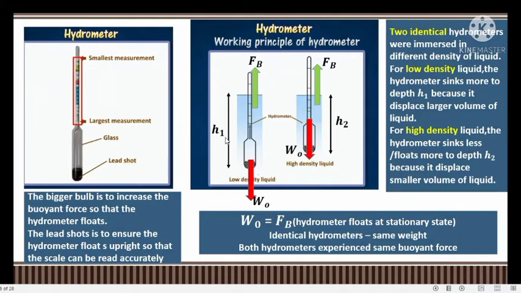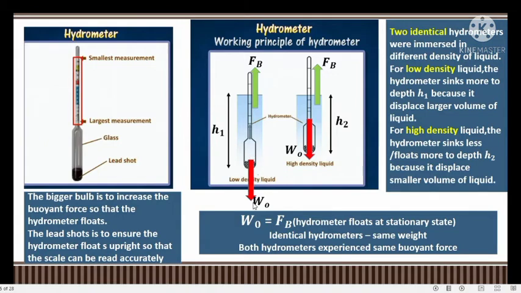The first hydrometer is immersed in low density liquid. The second one is immersed in high density liquid. Let's assume the two hydrometers are identical, meaning they have the same mass. For low density liquid, the hydrometer sinks more to depth H1 because it displaces a larger volume of liquid. For high density liquid, the hydrometer sinks less, or floats more, to depth H2 because it displaces a smaller volume of liquid. What are the forces that act on the hydrometer?